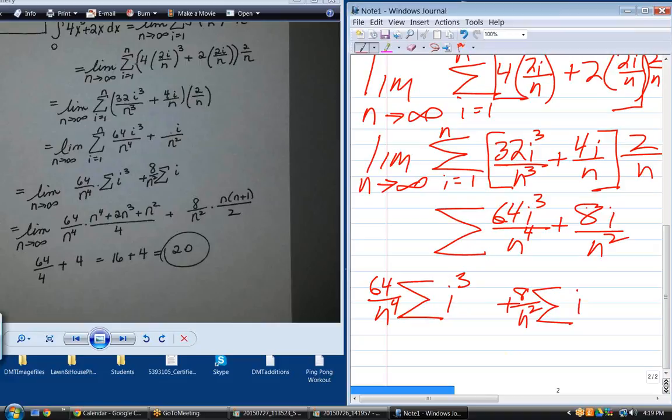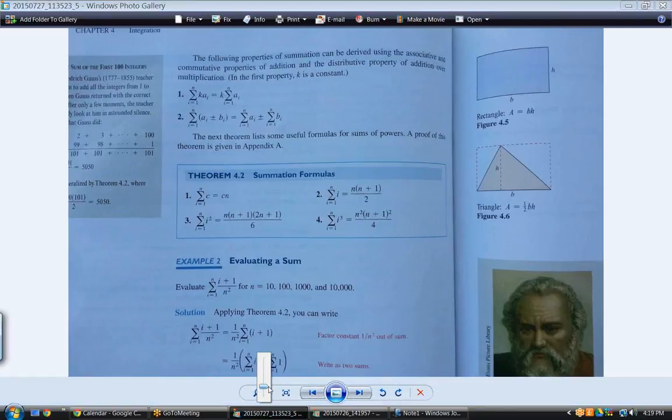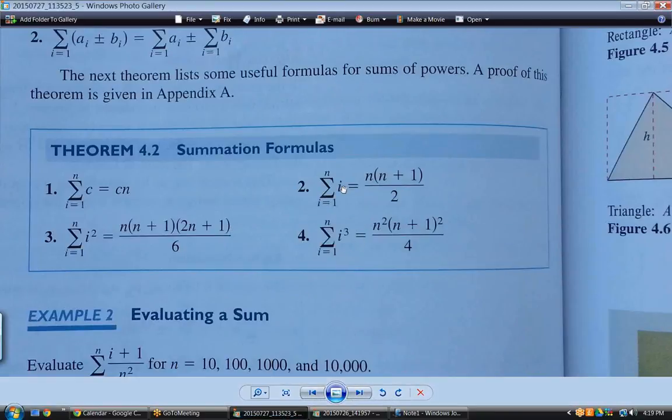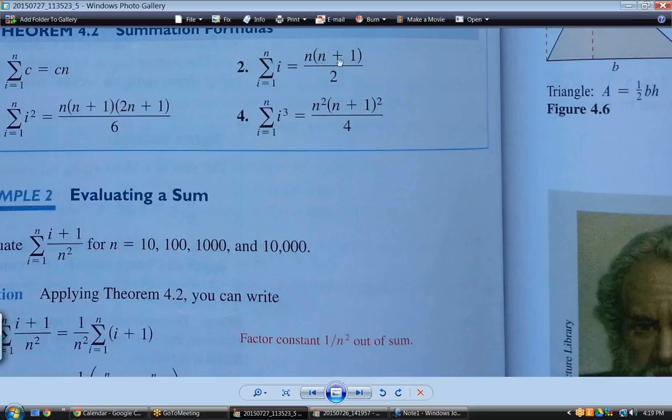In other words, the only thing you want left in your sigma is i or i squared or i cubed or i to the fourth, because we have summation formulas for each of those. Here's our summation formula. There's what i is, there's what i squared is, there's what i cubed is. All we're going to do is substitute that for the i that we have.